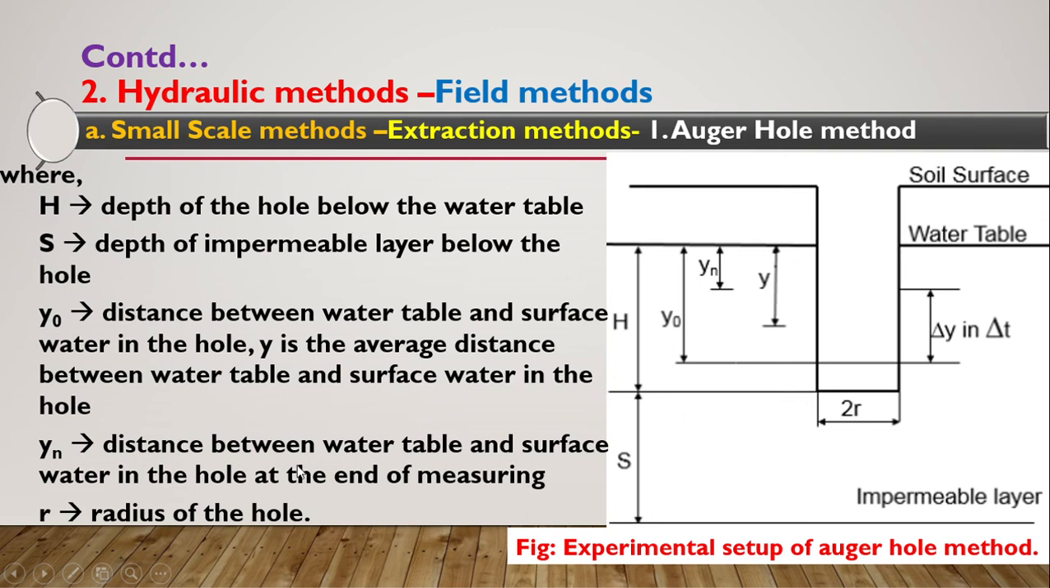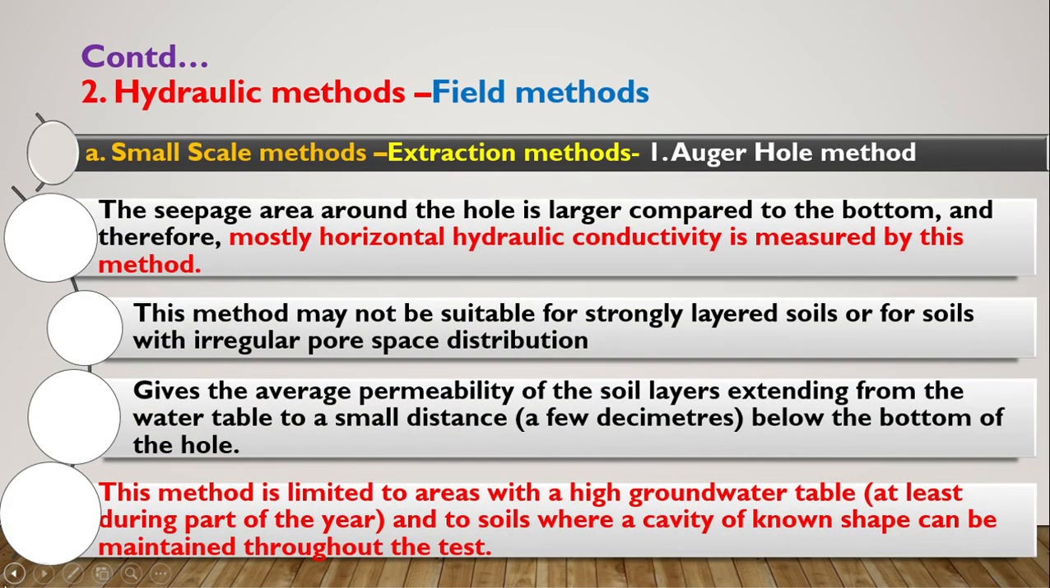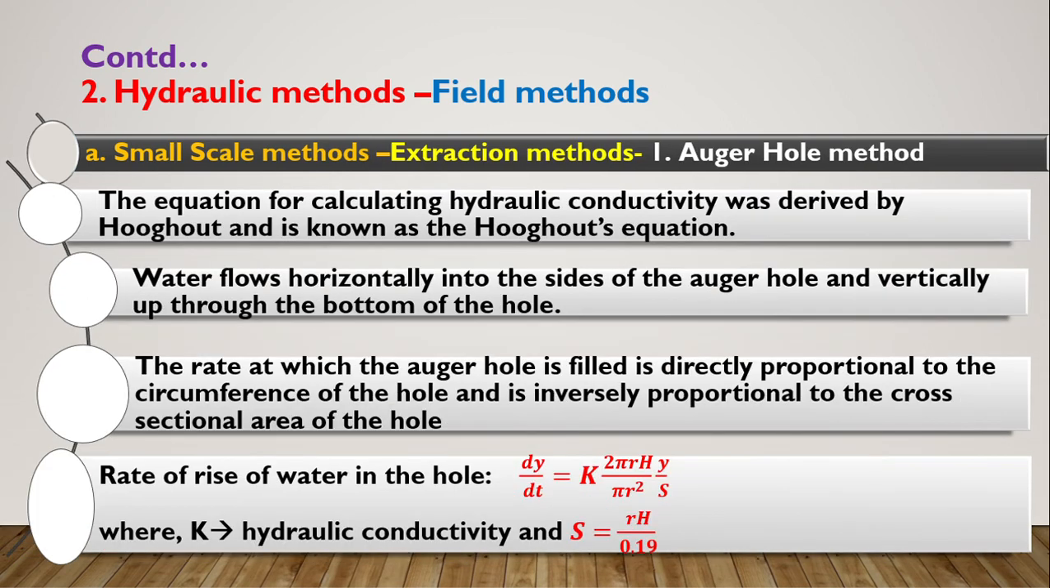All the quantities are given here, and the horizontal hydraulic conductivity is measured by using this formula. This method is limited to areas with a high groundwater table. Only with a high groundwater table can we use this method. It is not suitable for layered soils. If different kinds of soils are there, then this method is not used. We will use Hooghoudt's equation.